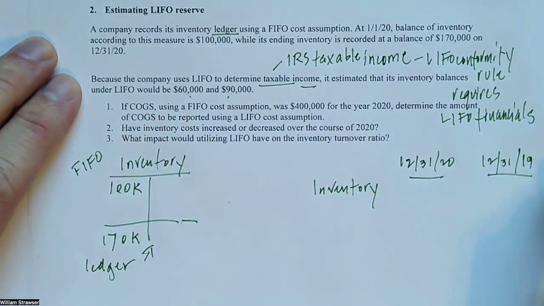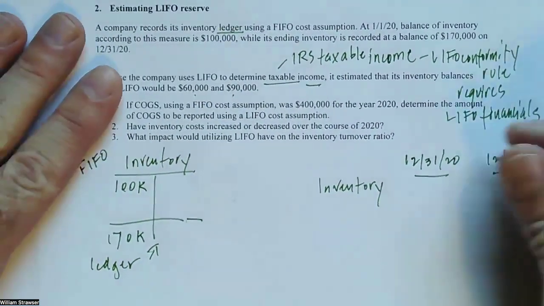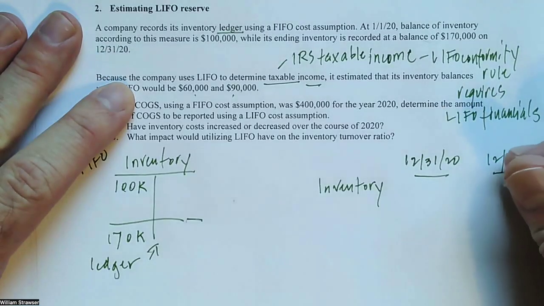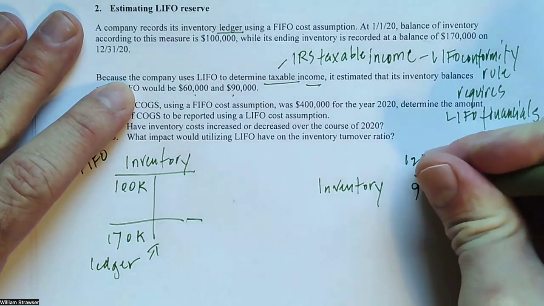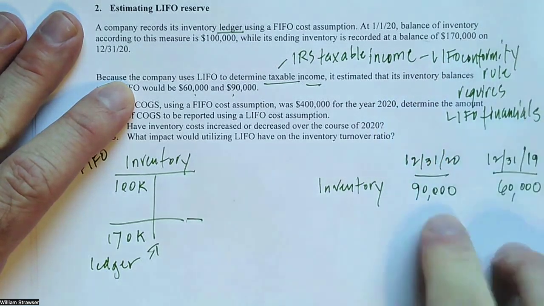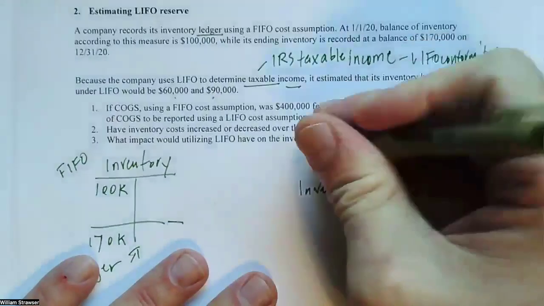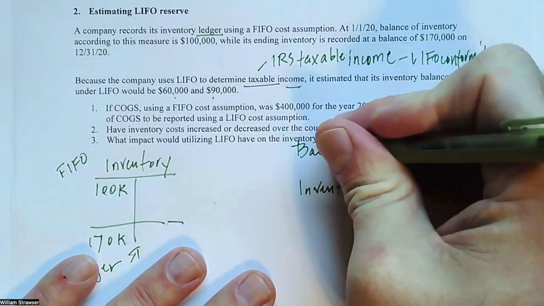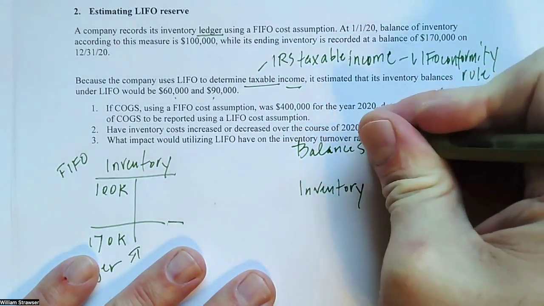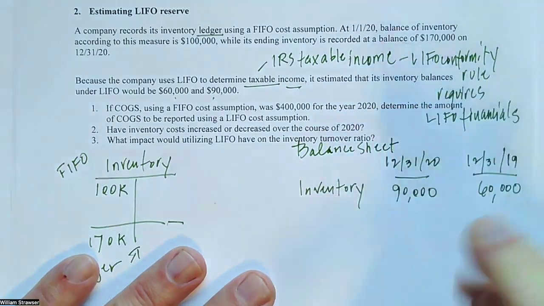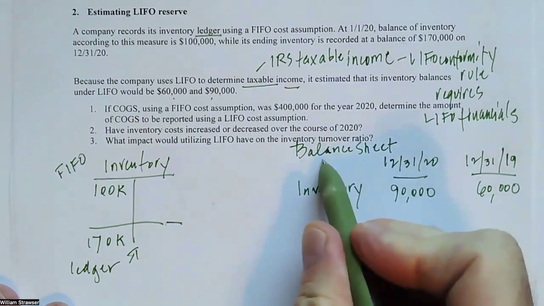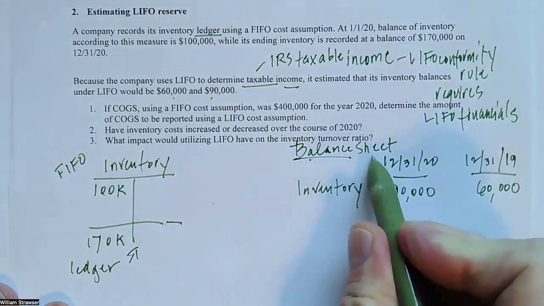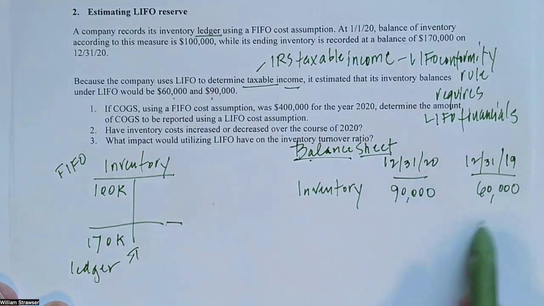$60 and $90 for those two years. Now, remember, this is not our ledger, but this is our balance sheet, because a lot of stuff that we do in ledgers, we don't necessarily want to put on our financial statements. And this is one of those moments where we're going to have two ledgers that create what we put on our financial statement.